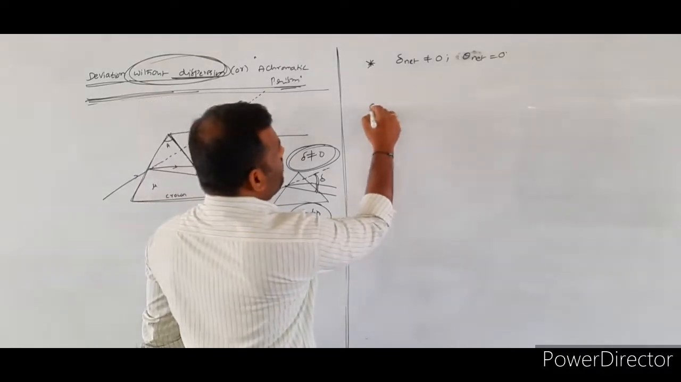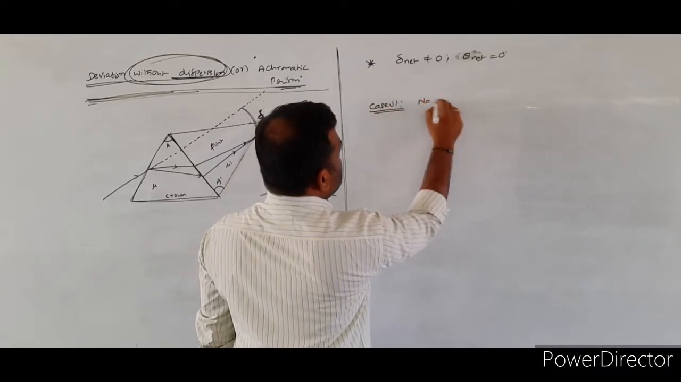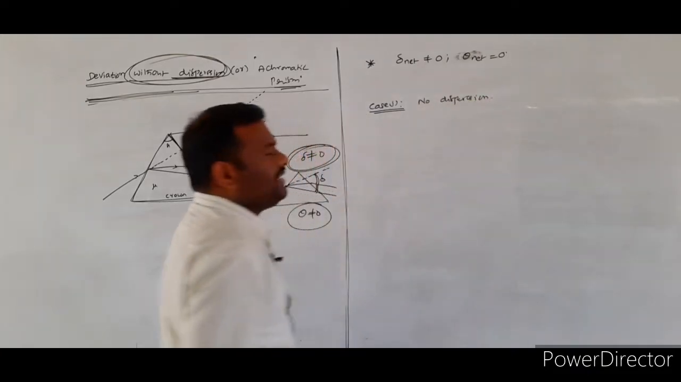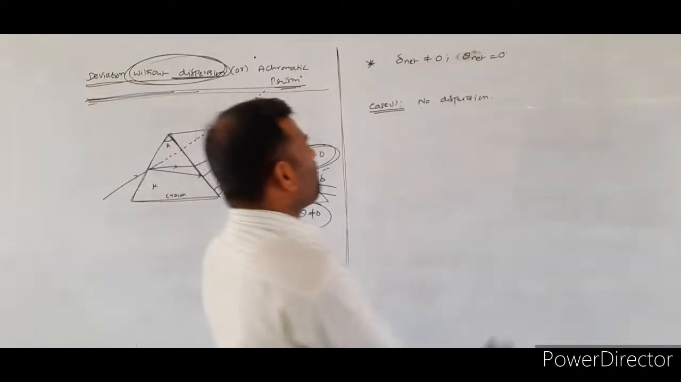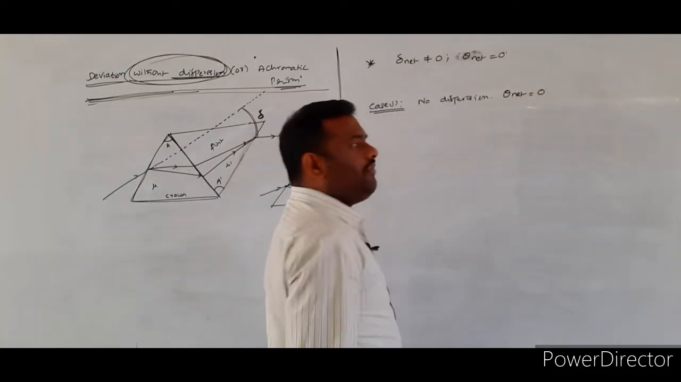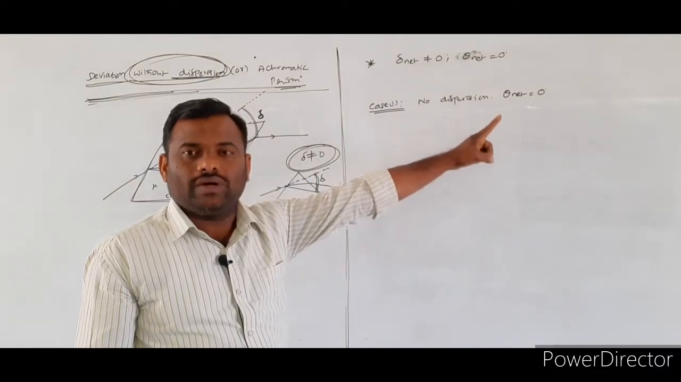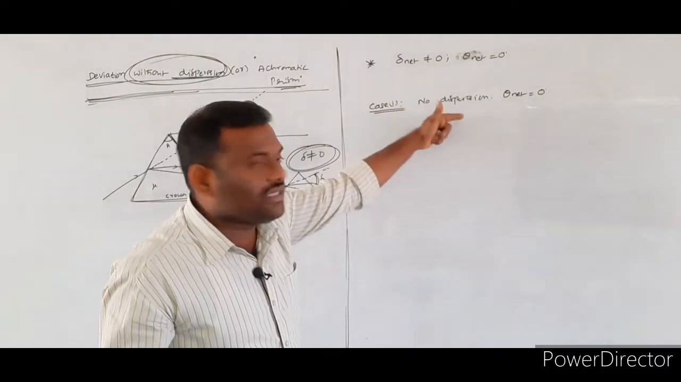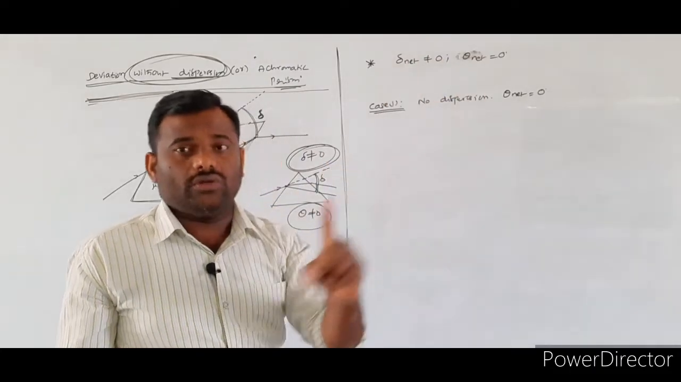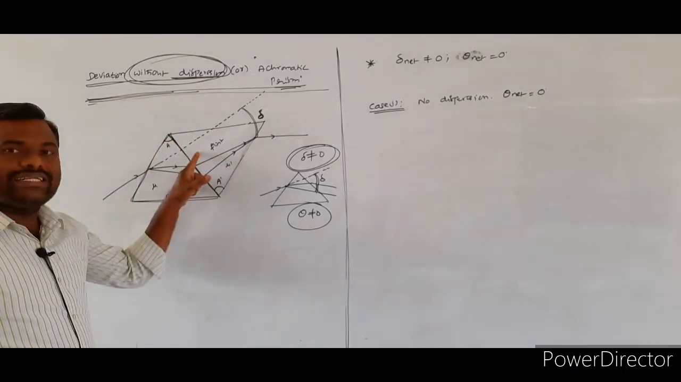So in case 1, I am assuming that there is no dispersion. There is no dispersion means the net dispersion produced by the combination of the prisms will be equal to 0. Net angular dispersion will be equal to 0. Net angular dispersion means what? Here, how many types of prisms do you consider?